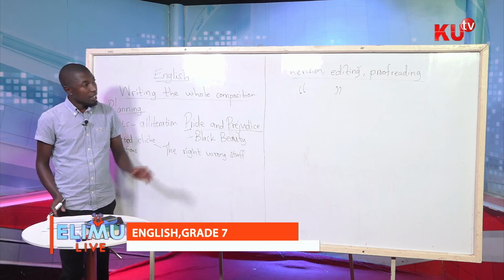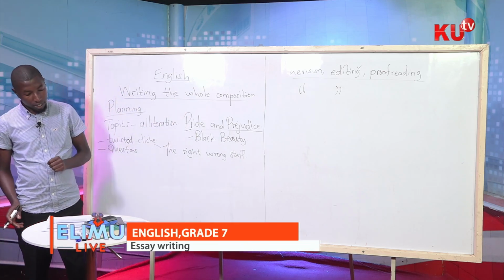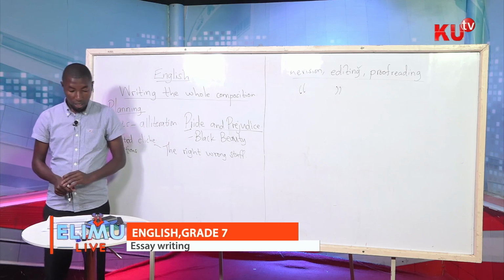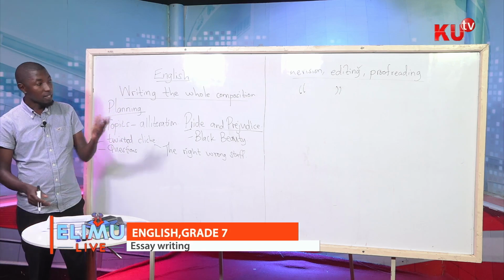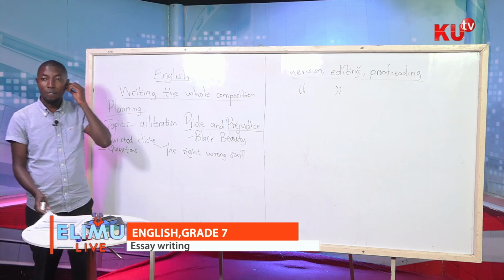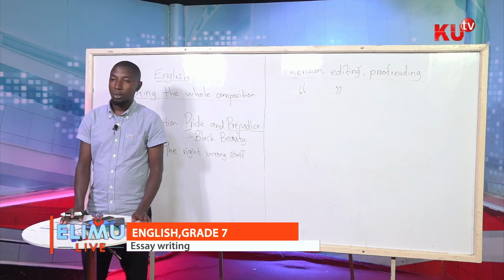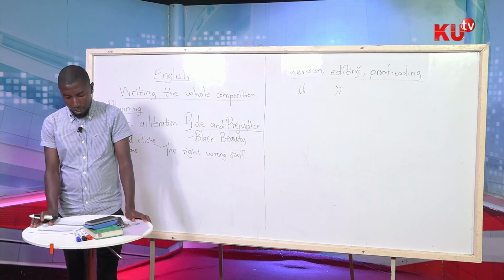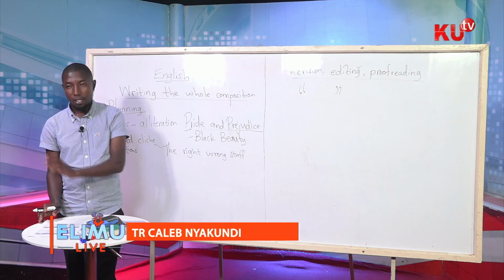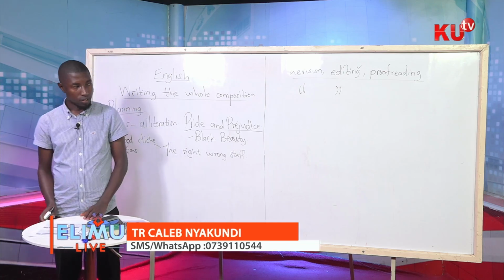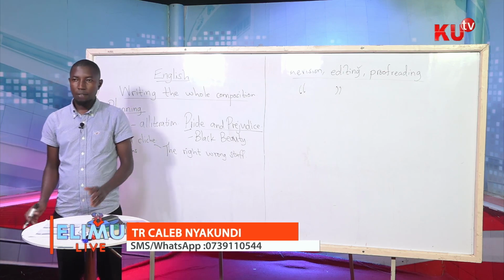Then, after you have edited and you have checked the mistakes, you also check the choice of words. There are some vague statements. A vague statement is a statement that doesn't bring out the correct meaning. For instance, here is a vague statement: I have trouble making decisions. That is a vague statement.